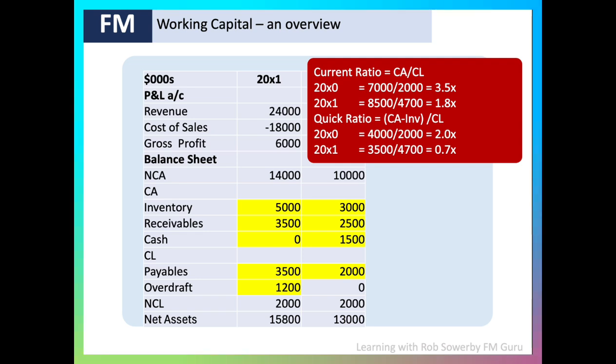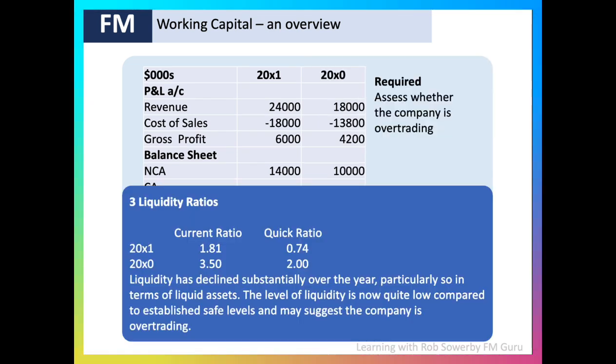Then we look at our current ratio. Now, we've seen how we calculate it, current assets to current liabilities, liquid assets to current liabilities, using the values that are highlighted. Once we've got those, we could say something like this. Liquidity has declined substantially. Interesting. A value statement, substantially. It's a big change over the year. Particularly so in terms of liquid assets.